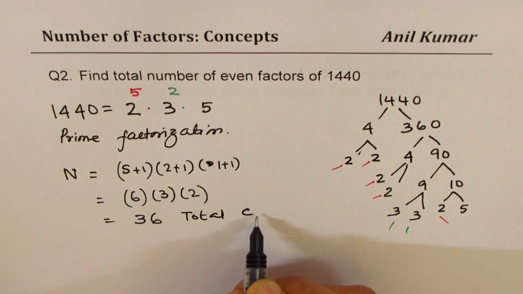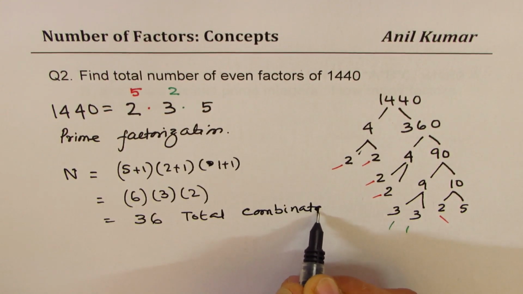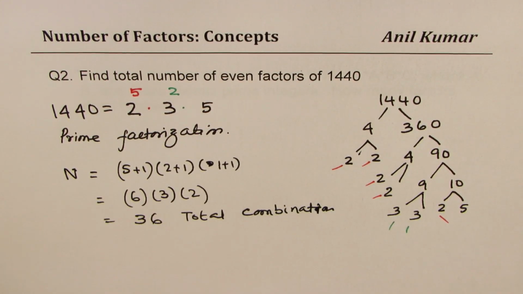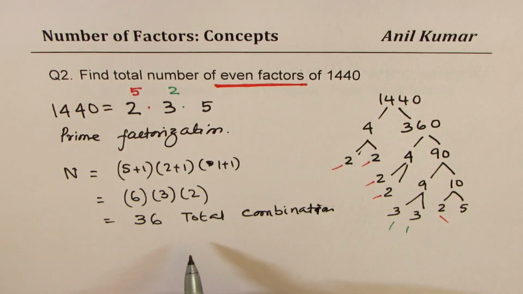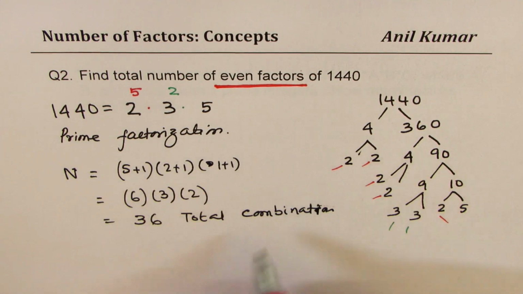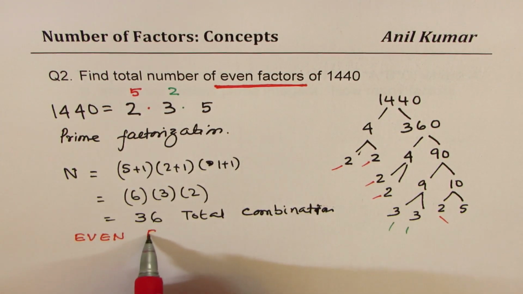The question is, that is not the answer. Okay. The question here is, how many even factors? Now, we could do it in 2 parts, 1 total, and now let's talk about even factors. How do we get even factors?